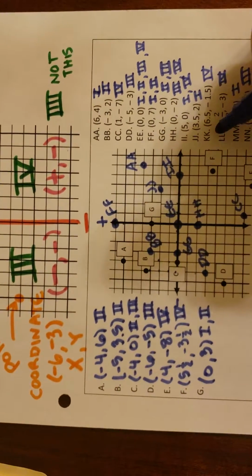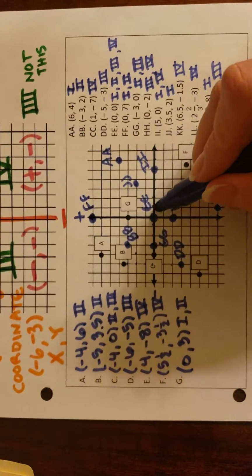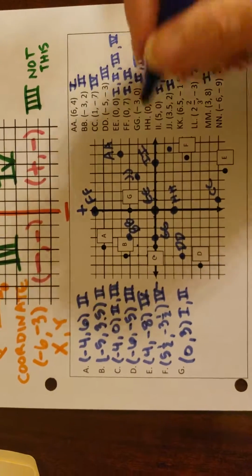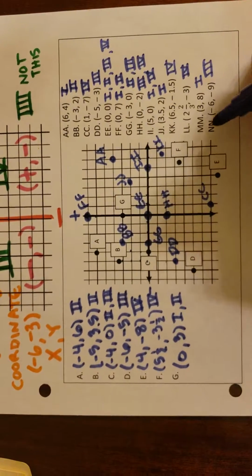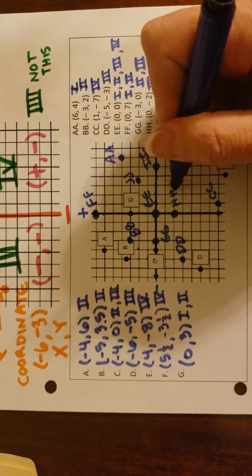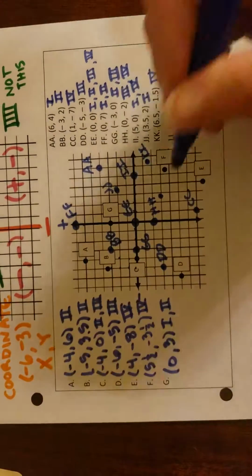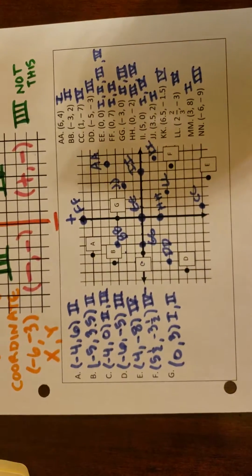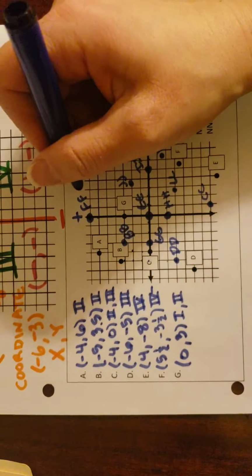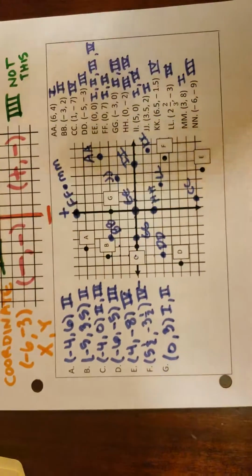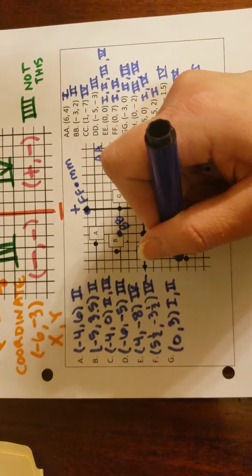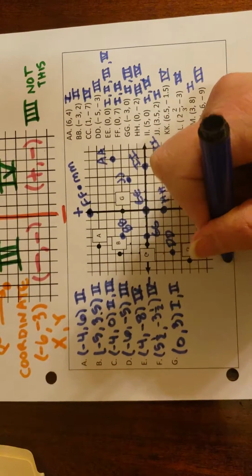Okay, I think we left off at JJ. Let's do KK. 6.5. 1, 2, 3, 4, 5, 6.5. 1.5 down. KK. Then L, 2 and 2/3. 1, 2 and 2/3. 1, 2, 3 down. So that is LL. M, 3 and 8. 3. 1, 2, 3, 4, 5, 6, 7. It's okay if it goes off the coordinate plane a little bit. And -6, -9. 1, 2, 3, 4, 5, 6. That one really goes off the coordinate plane.